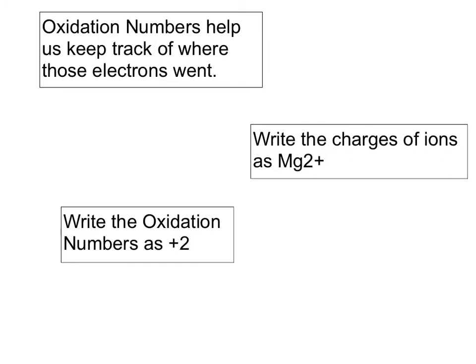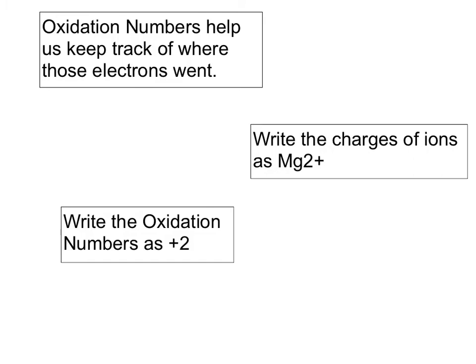Since redox reactions involve the transfer of electrons, it's important that we keep track of where those electrons are being transferred from and to, and how many electrons are involved. And so we use a process of assigning oxidation numbers to help us keep track of those electrons.